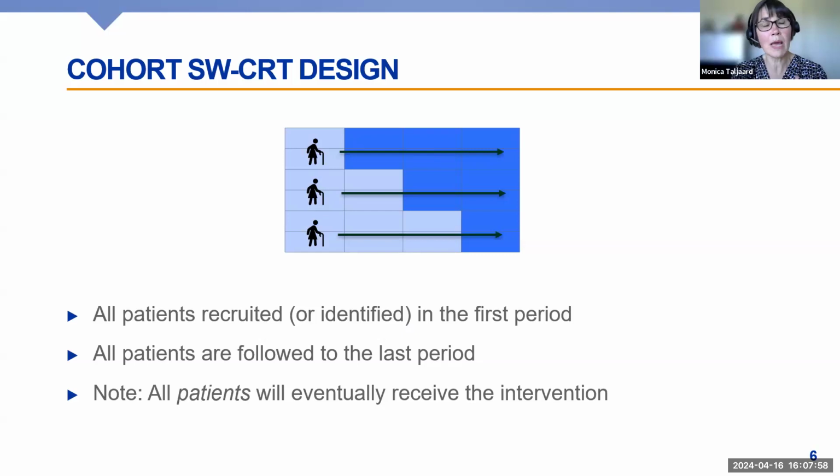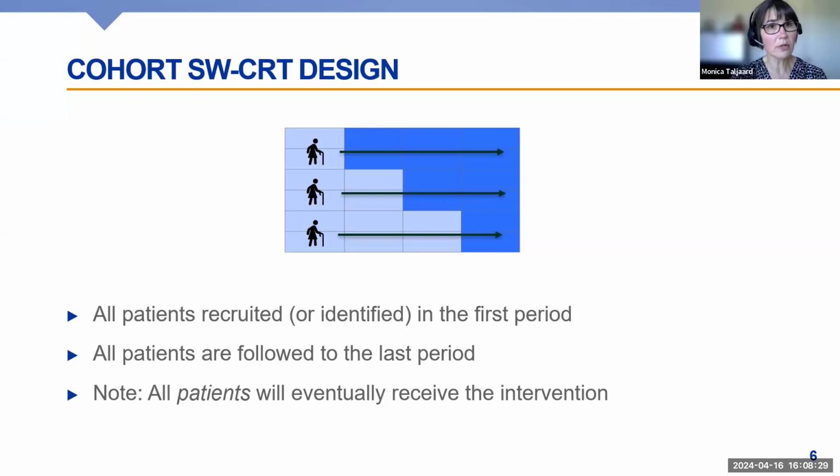Now, there are 2 main types of stepped wedge designs, depending on how the patients are identified or recruited. Now, I say identified or recruited because not every stepped wedge actually recruits patients. Sometimes, especially if we have routinely collected data available for outcome assessments, the patients might not even be aware that they are in a trial. They're not actively recruited. They are just identified for outcome assessment and evaluated as part of the analysis.